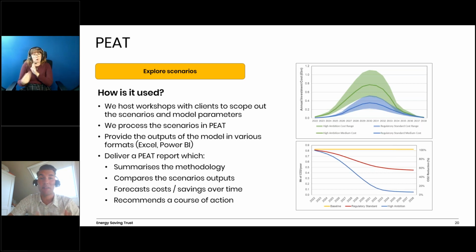So this, again, could be Excel, it could be Power BI. It's quite flexible. We also offer a PEAT report, which summarizes the methodology and the scenarios we've considered. It compares the scenario outputs. It forecasts the costs and savings over time, and then it also recommends next steps.